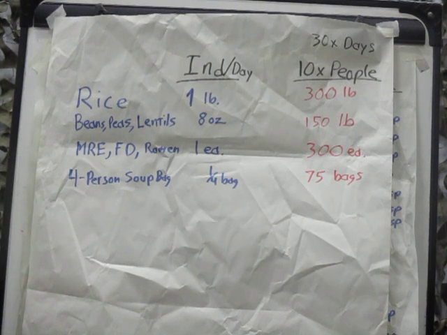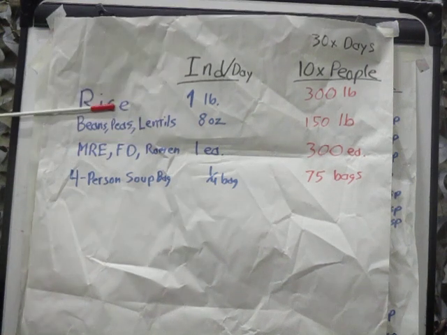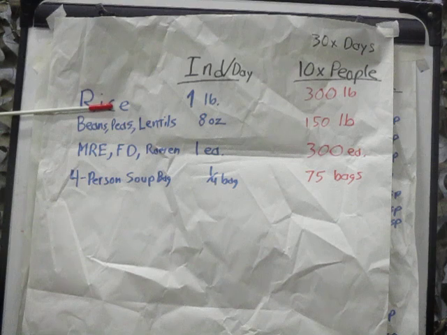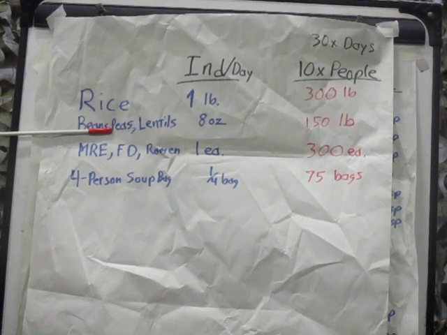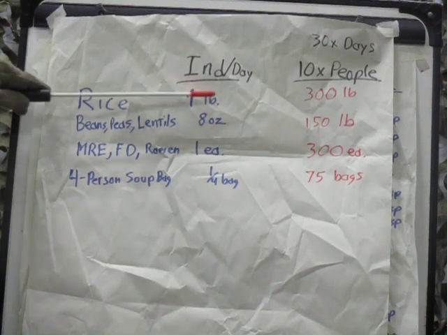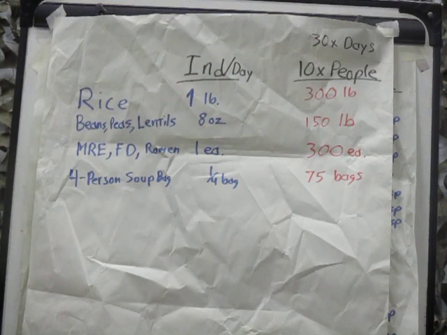And then another thing that I include in my stuff, just to add variety, is the 4-person soup bags, like your Bear Creeks, your Shore Lunch, along those lines. Now for an individual for one day, 1 pound of dry rice per day, 8 ounces of beans, peas, or lentils. This alone by itself is around 1,900 to 2,200 calories depending on the beans.